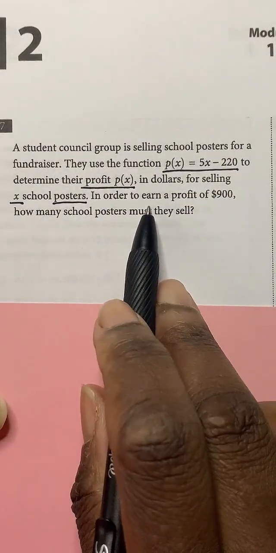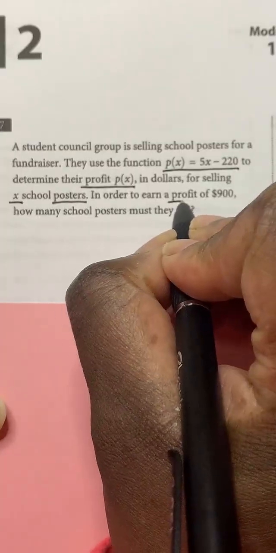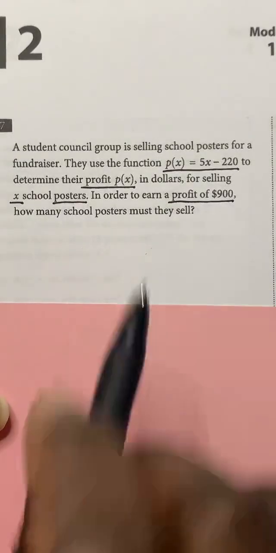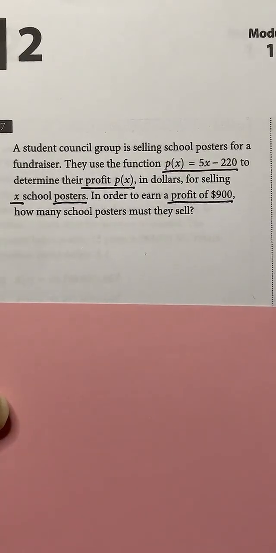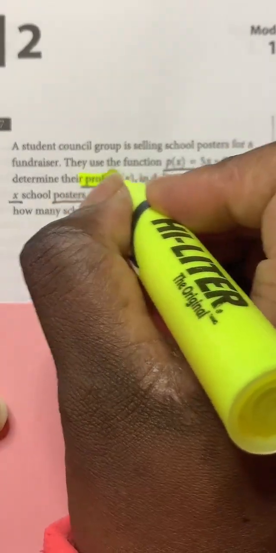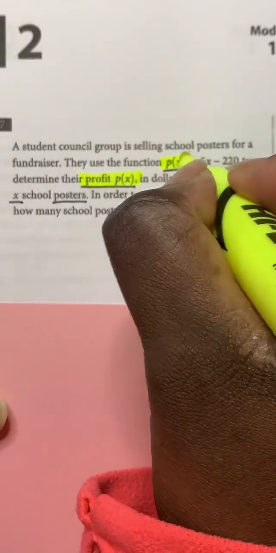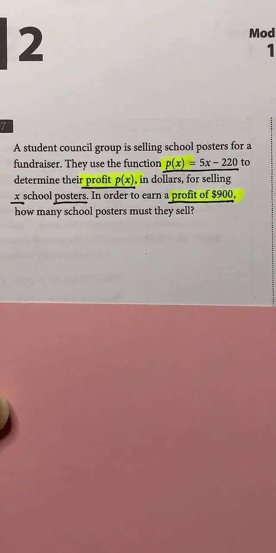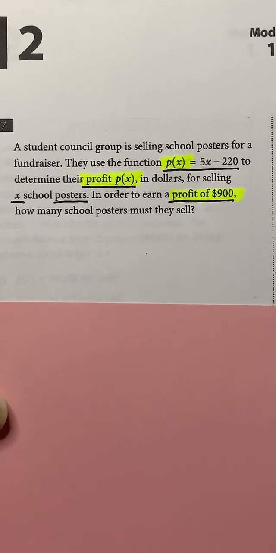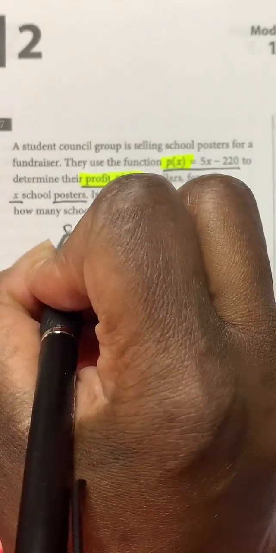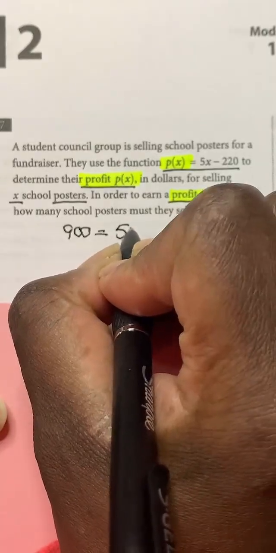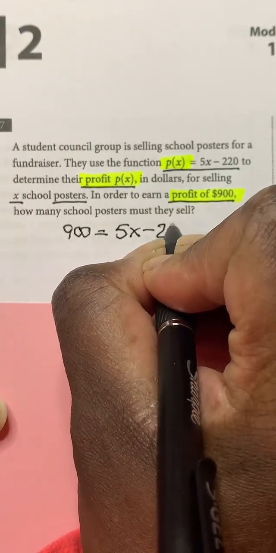So they're saying in order to earn a profit of 900, so that means this 900, let me grab my highlighter, is basically talking about the profit, which is that part of the equation. So we're going to replace that 900 or that P of X with the 900. So it's going to look like this. We have our 900 equals our 5x minus 220.